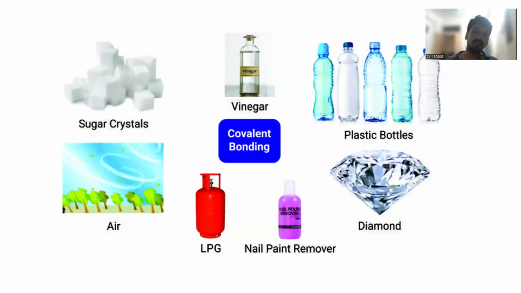Here are some examples of covalent bonding: sugar crystals. These are covalent compounds. Vinegar, acetic acid. Plastic bottles also consist of many covalent compounds. Then diamond, which is also a covalent solid. Nail paint remover, LPG, and air all contain covalent compounds.